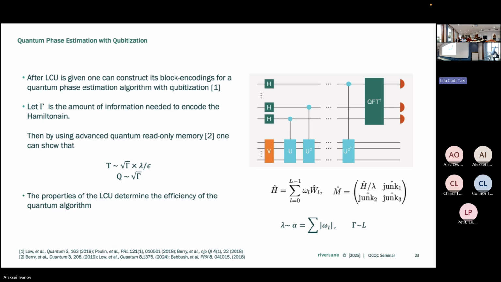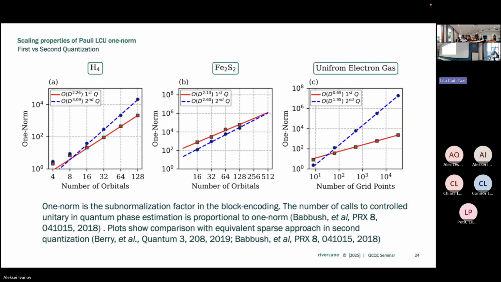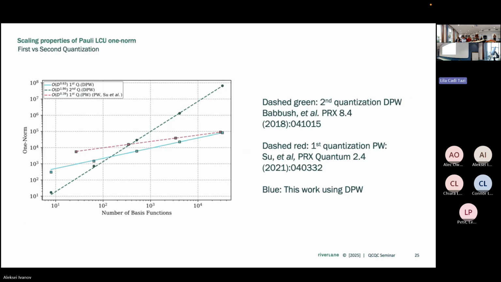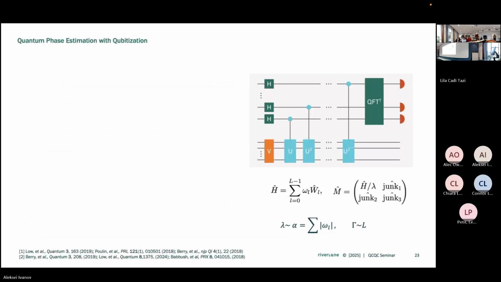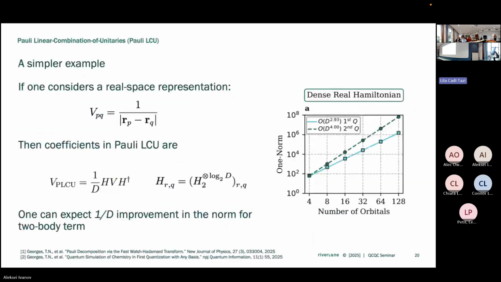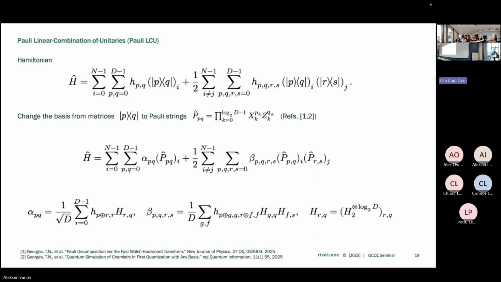I have a question about the one norms. So I understand the one norm for the second quantized situation, but is there a simple way of explaining where it comes from? Yes. So this is LCU. This is a unitary matrix. This is a unitary matrix. All you do now is take absolute values of these coefficients and sum them up.